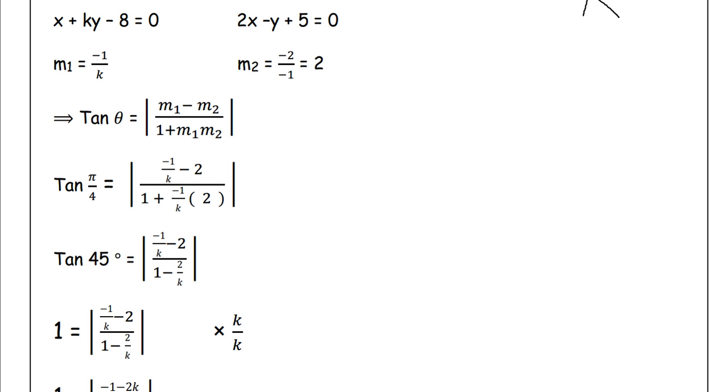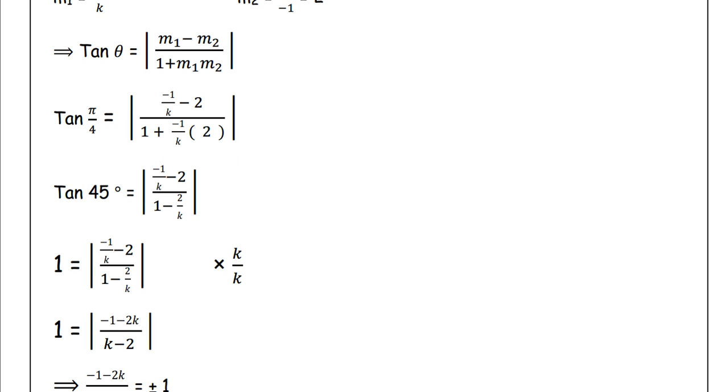So by multiplying by k up and k down. Why do we multiply by k? To get rid of the k in the denominator. So the numerator will be negative 1 minus 2k because we multiplied by k. Negative 1 over k by k will be negative 1. Negative 2 by k will be negative 2k. In the denominator, 1 multiplied by k will be k. Negative 2 over k multiplied by k will be negative 2. So 1 equals the absolute value of negative 1 minus 2k over k minus 2.